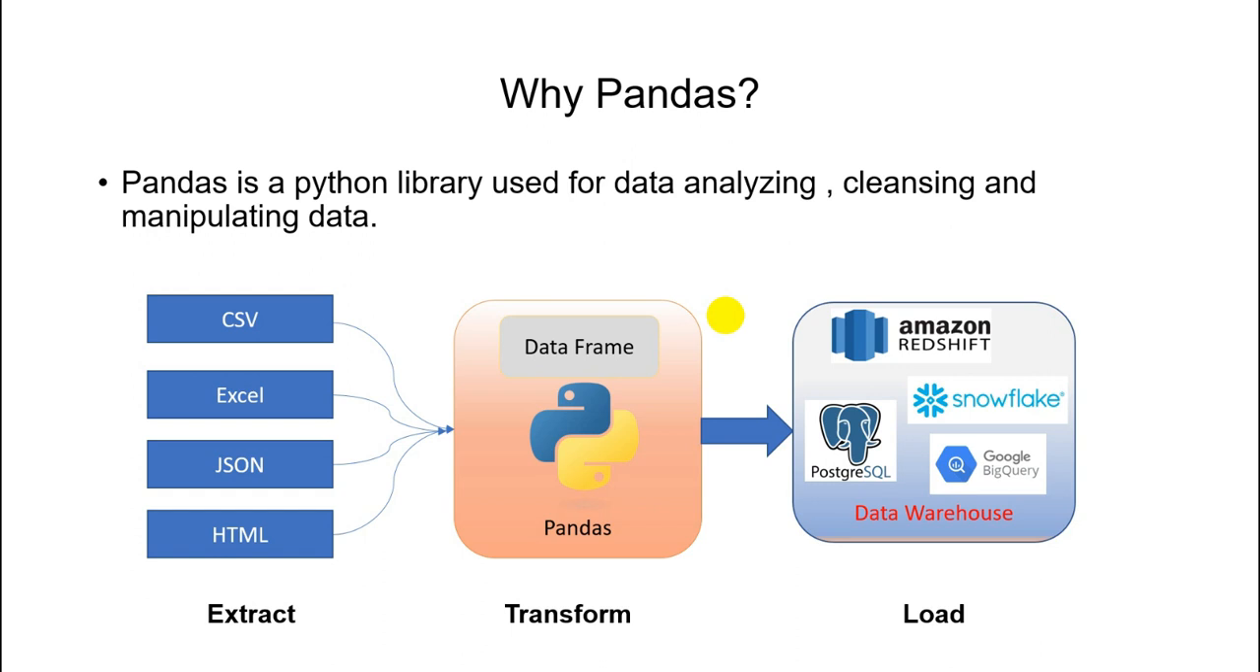Why Pandas? Pandas is a Python library used for data analyzing, cleansing and manipulating data. You can use Pandas to load data from various file formats such as CSV, Excel, HTML, JSON and other structured and semi-structured formats. You can create an ETL pipeline using Pandas. Extract the data from an input source and use a Pandas data frame for cleansing and transforming data. Then you can load the data to external data warehouses such as Google BigQuery, Snowflake and Amazon Redshift.